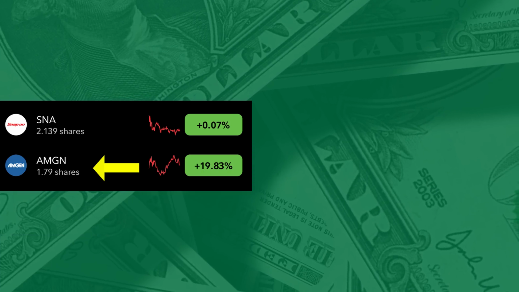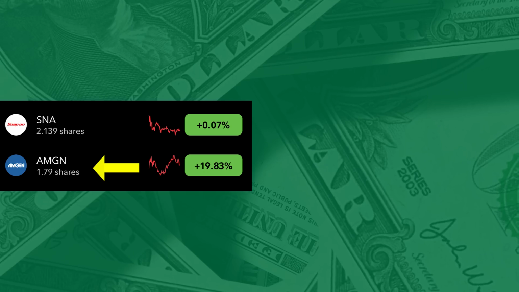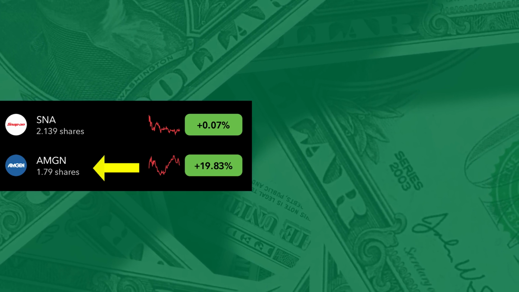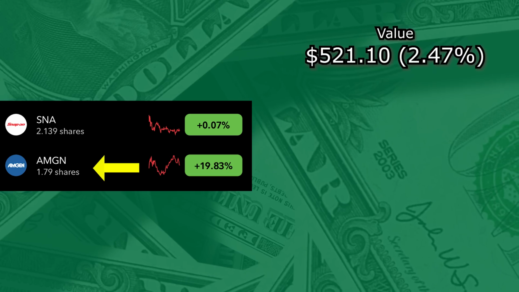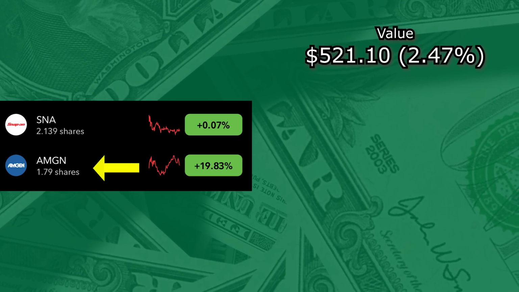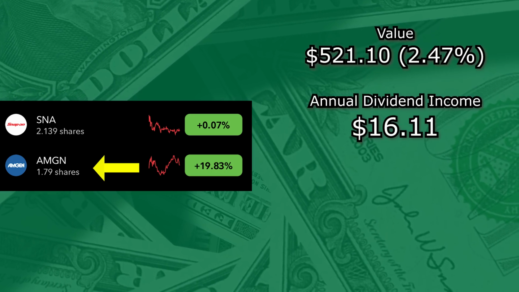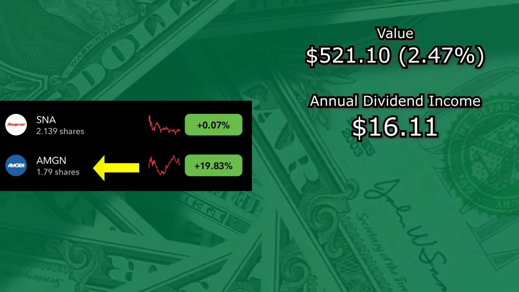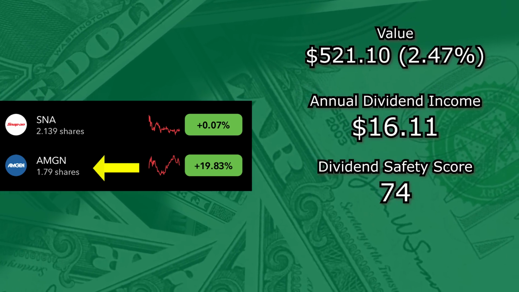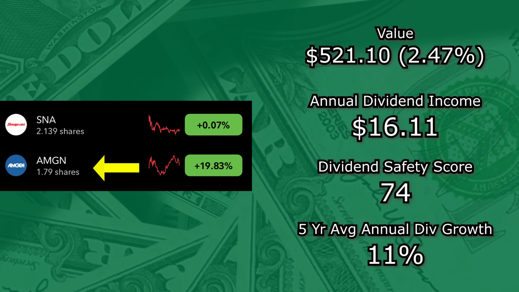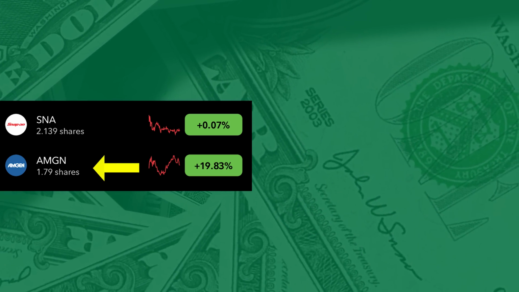Finally, the last stock in the portfolio by weight is Amgen Inc., ticker AMGN. This is a biotech pharmaceutical company. I hold 1.79 shares of Amgen, valued at $521.10. This is making up 2.47% of the portfolio. I'm up over 20% on this investment, and it pays me $16.11 in dividends annually. Amgen shares are yielding 3.09% with a Simply Safe dividend safety score of 74, 5-year average annual dividend growth rate of 11%. Their latest raise back in November was announced at 5.6%.